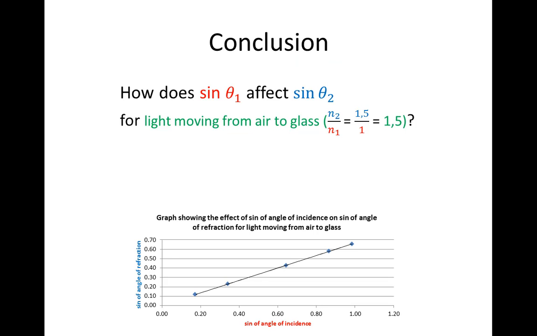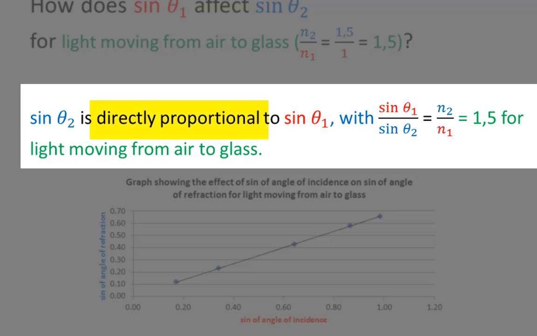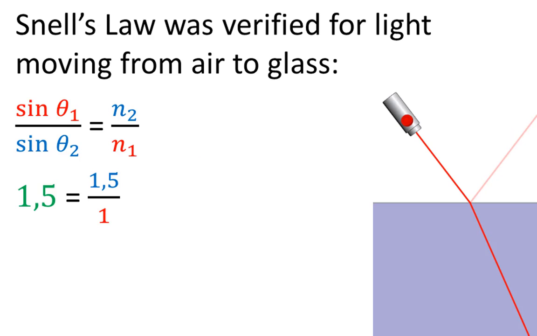So let's give our conclusion. The question is, how does sine theta 1 affect sine theta 2 for light moving from air to glass? And we can see from the straight line of the graph that sine theta 2 is directly proportional to sine theta 1. And the gradient of this straight line graph, or rather 1 over the gradient of the straight line graph, is equal to 1,5 for light moving from air to glass, which is the same as the ratio between the refractive index of glass and the refractive index of air. In other words, we have verified Snell's law for light moving from air to glass.